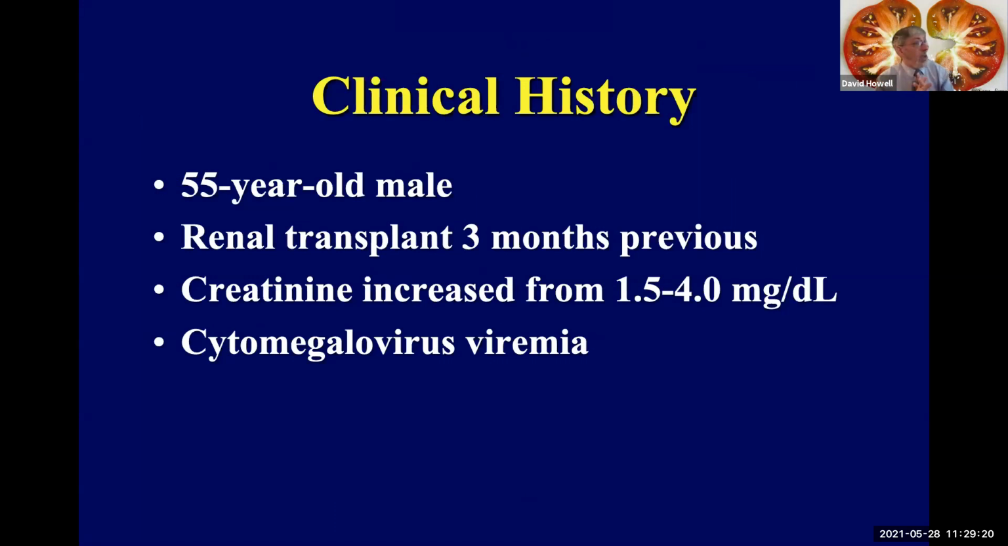We'll illustrate with a case. This was a 55-year-old guy who had had a renal transplant about 3 months previously. His serum creatinine had gone up rather alarmingly, and he had cytomegalovirus circulating in his bloodstream, which led to the supposition that he might have a cytomegalovirus renal infection.